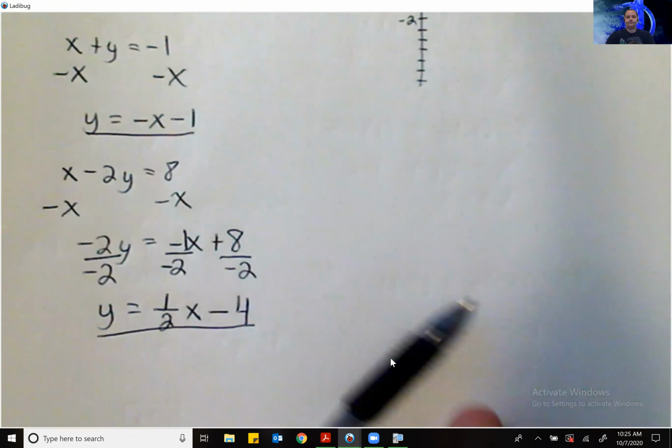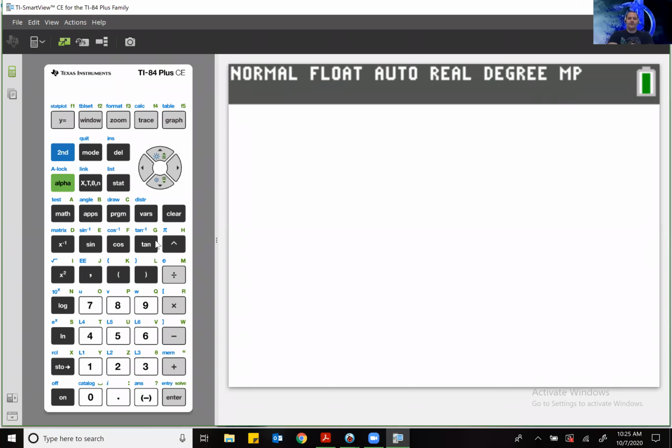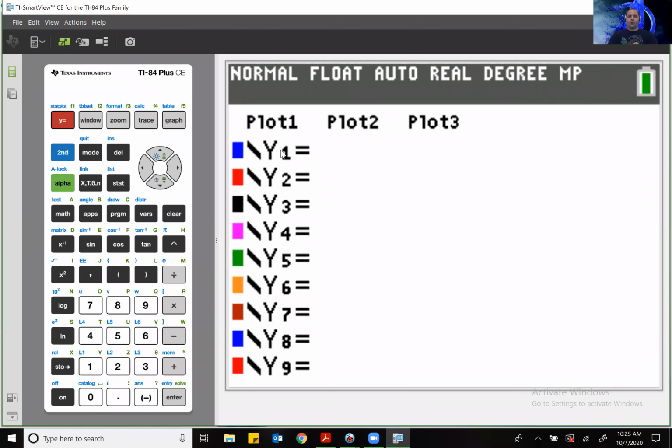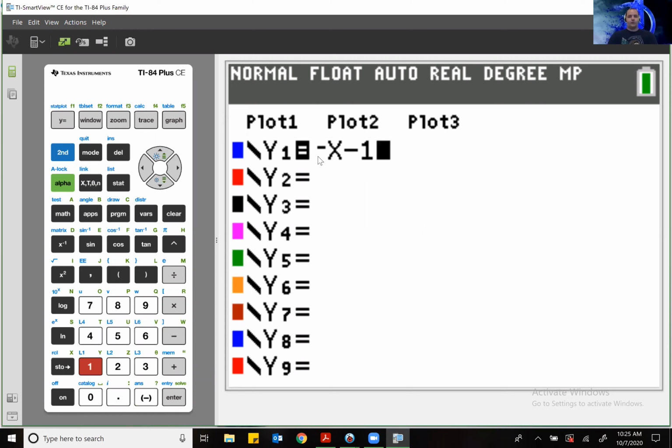So let's do that. So we go to where on the calculator to put this in? Y equals. Okay. And so up here for y1, I'm going to put in -x minus 1. Make sure that this is a negative sign and not the minus sign. Otherwise, it won't graph it correctly. So you put -x minus 1.